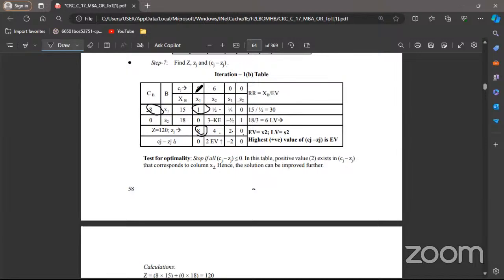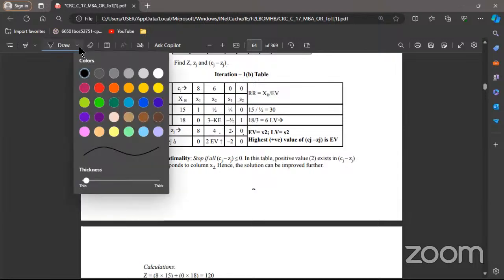Cj minus Zj we can find out easily. 8 minus 8 is how much? 0. 6 minus 4, 2. 0 minus 2, minus 2. And then again 0 minus 0, 0. So is the new table clear?